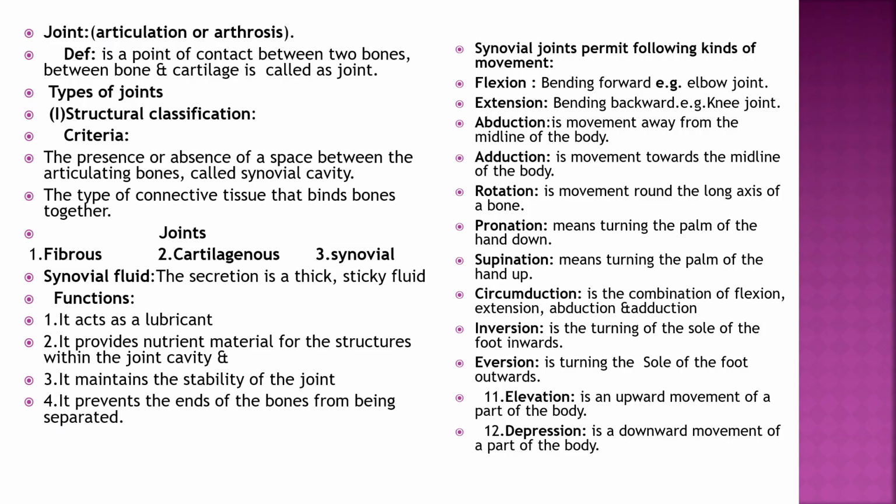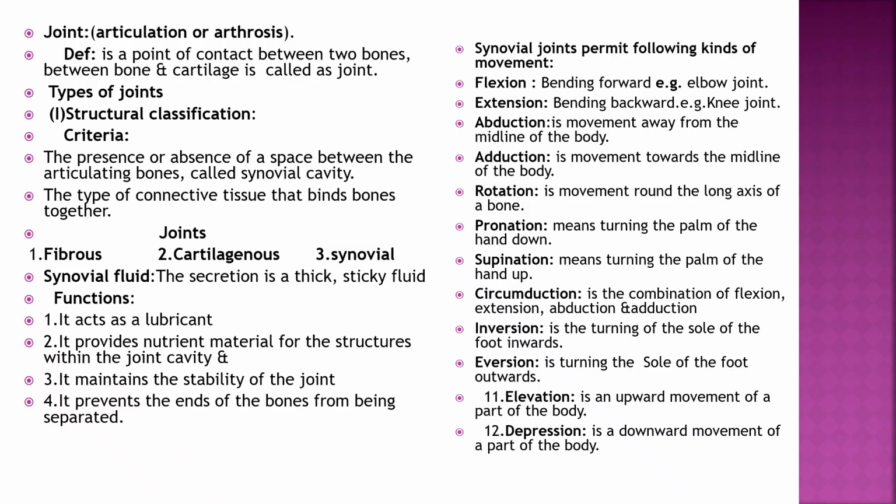Then joint, it is when many bones come together they form a joint, and a joint is mainly for the locomotion of the human body. There are different joints like fibrous, cartilaginous, synovial joint, and inside the joint there is a fluid that is called synovial fluid, which acts as a lubricant and provides nourishment and then maintains stability and prevents the end bones from getting separated from each other.